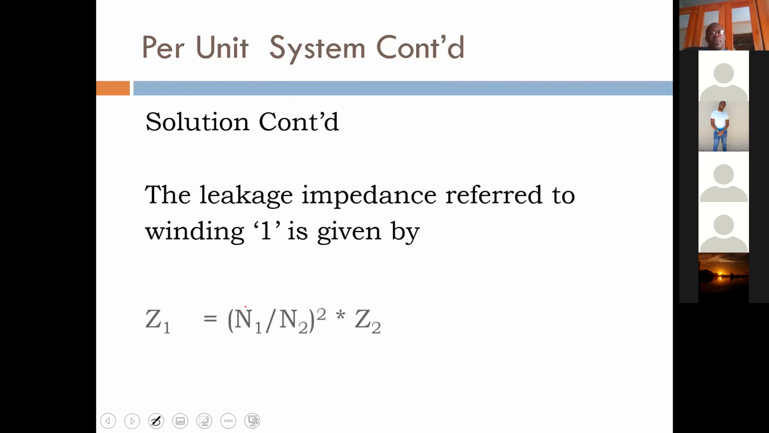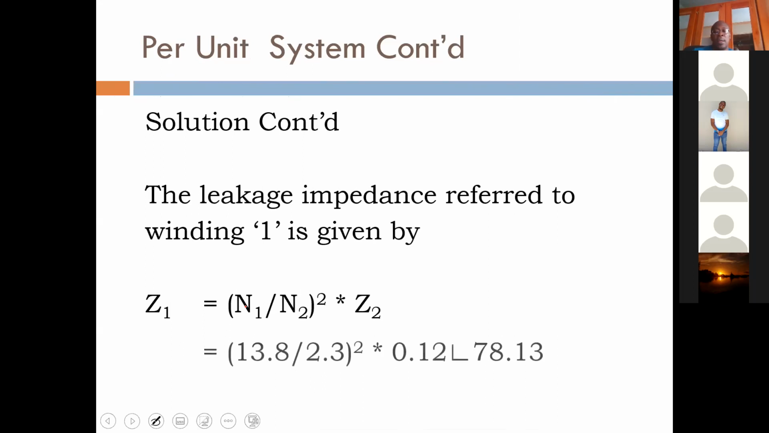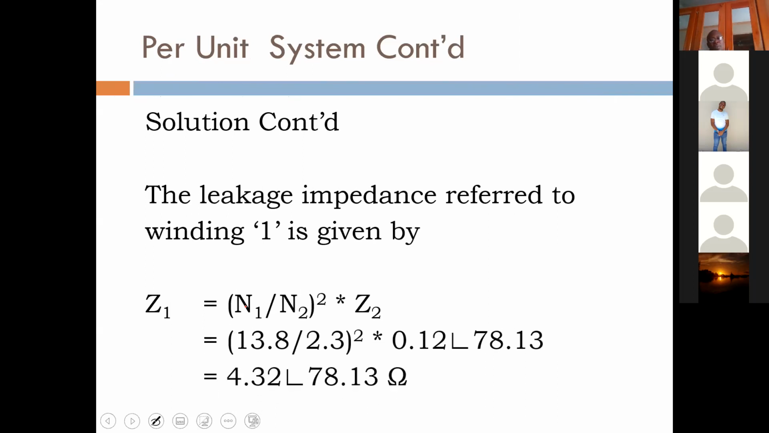high voltage side, then the leakage impedance would now be equal to N1 over N2 squared times Z2. And from that, it will be 4.32. Of course, the angle doesn't change because it's the same relationship in terms of inductance to resistance. All right? And by the way, this angle of 78 is one that you will use in several areas in power systems and power system protection.